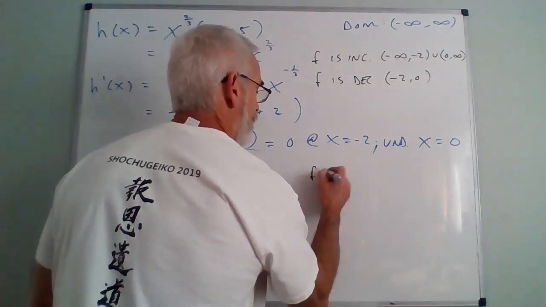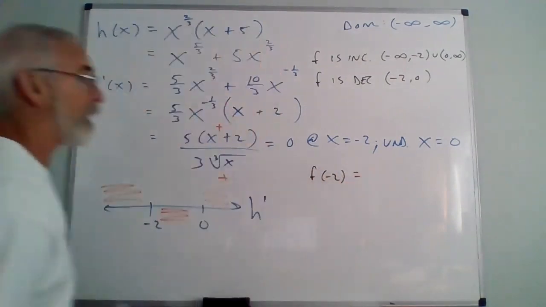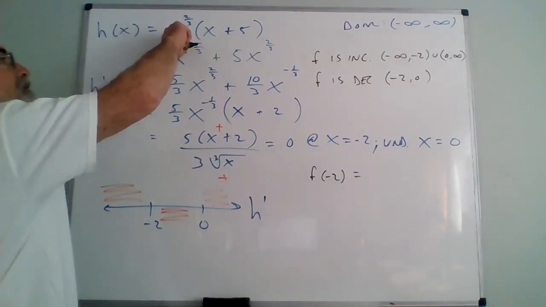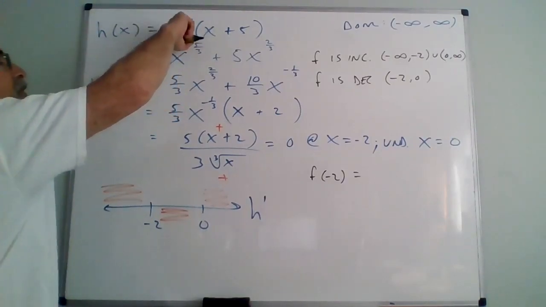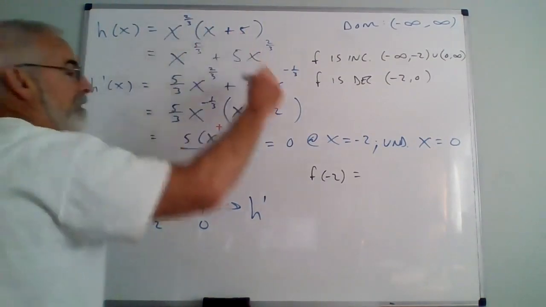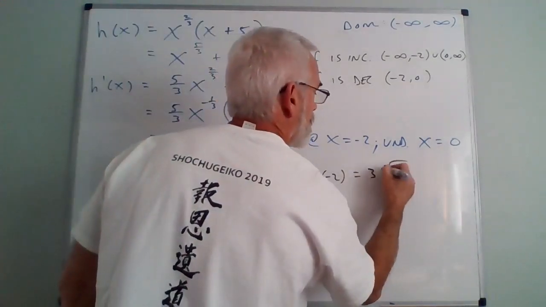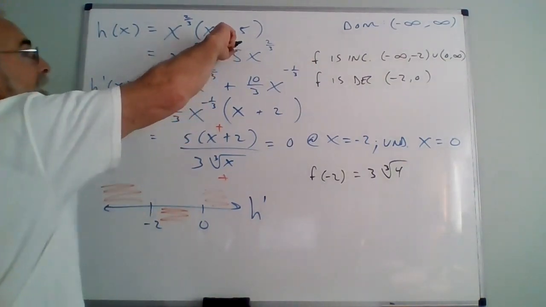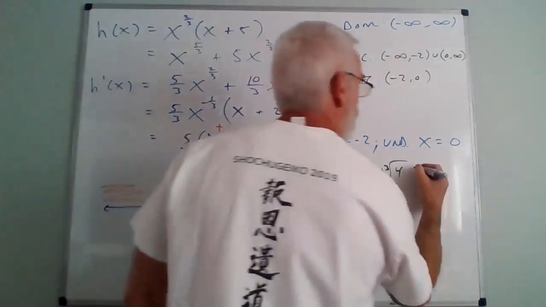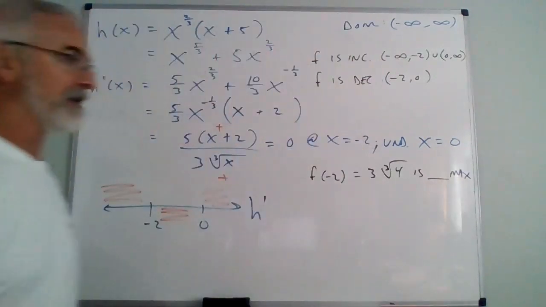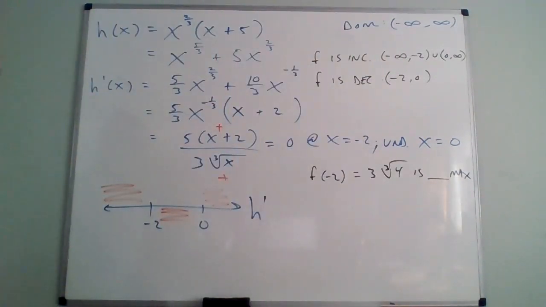So I can say that f of negative 2 equals what? Well, if I put negative 2 here, negative 2 squared is positive 4, and then its cube root. So cube root of 4, negative 2 plus 5 is 3. So that's 3 cube root of 4. Now, when I graph, I definitely want a decimal value for that. But if I put x equal negative 2, that's what I would get, is the max. Again, I don't know if it's local or absolute. We'll do that in a moment.